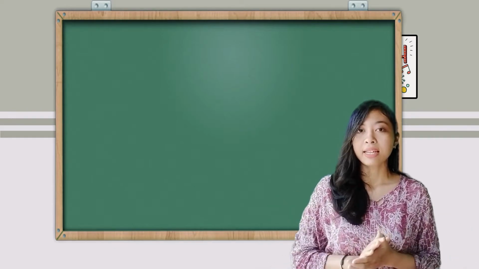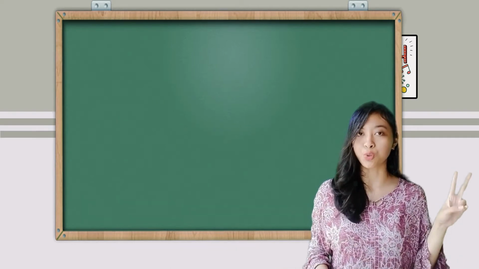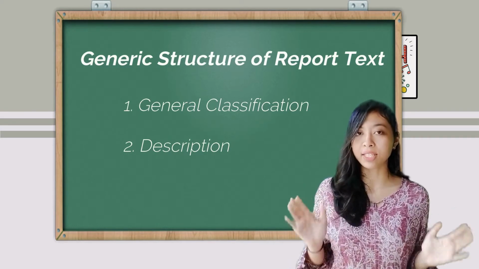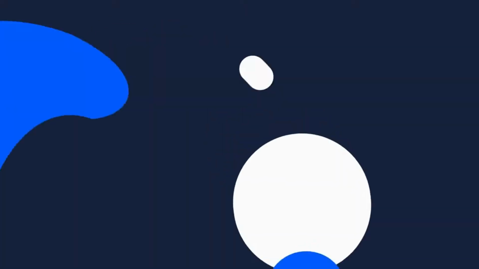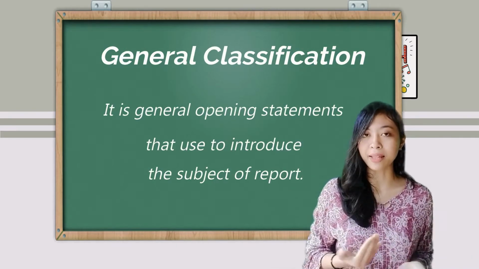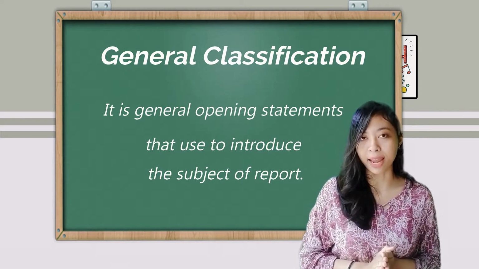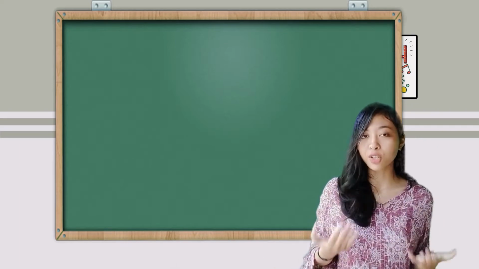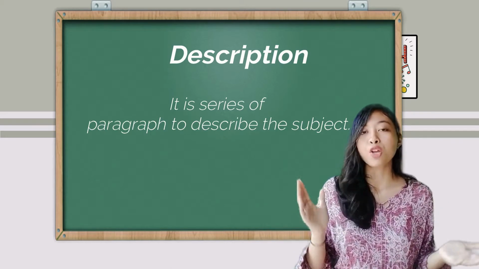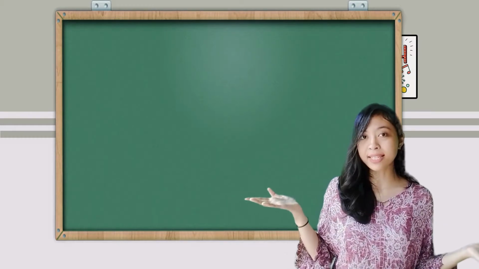Okay, next is generic structure. In report text, there are two generic structures, namely general classification and description. General classification is a general opening statement that is used to introduce the subject of your report text, and description is a series of paragraphs that is used to describe the subject of your report text. Do you see the difference?